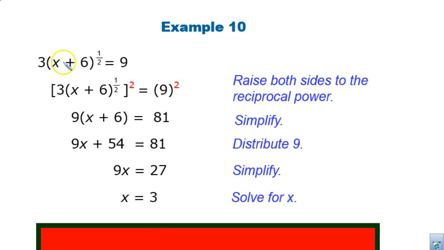We plug it back in to see if it's correct, so we end up with 3 plus 6, which is 9. 9 to the 1/2 is 3, and 3 times 3 is 9, so I know that it worked. All right. Checked it. I can circle it, put my stamp of approval on it.